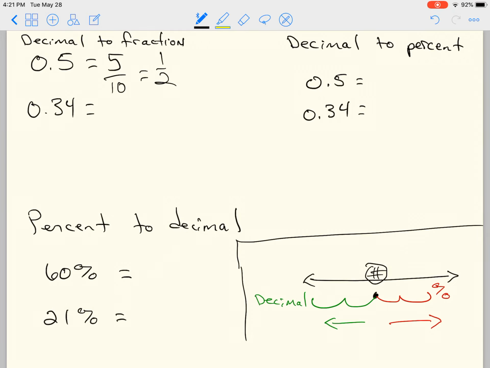You have 0.34, or 34 hundredths. You can take 34 over 100, and then that could simplify to 17 over 50.